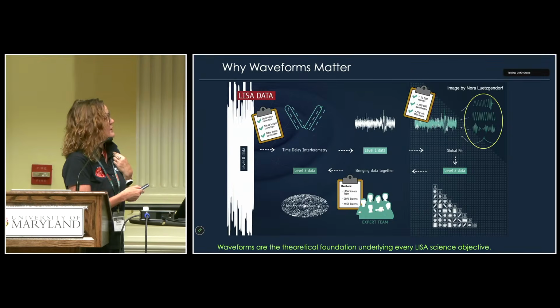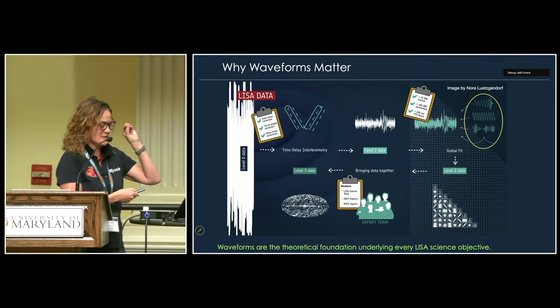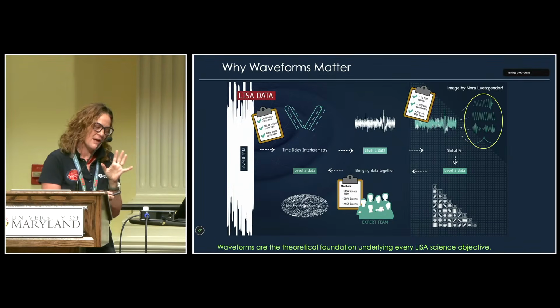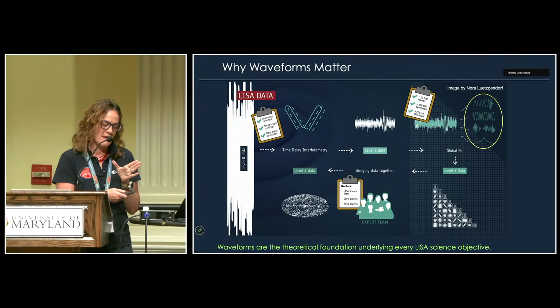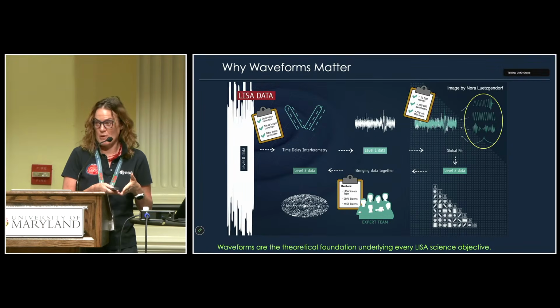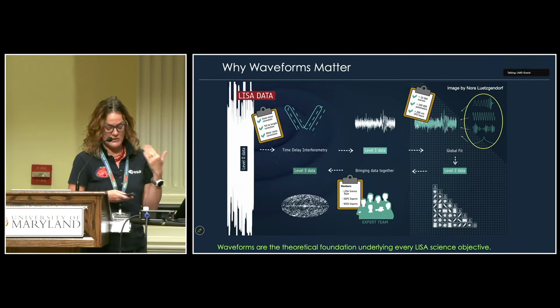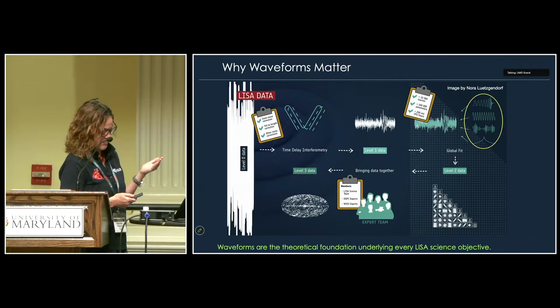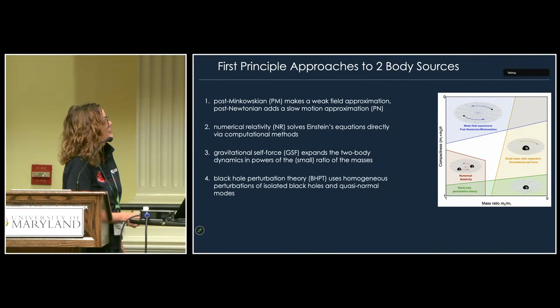So that's what we're focused on today, and Alvin did a nice job of explaining how data analysis needs to influence the waveform accuracy and efficiency, and I'll come at it from the opposite direction: how do we get the waveforms to the point where we don't contaminate the LISA science?